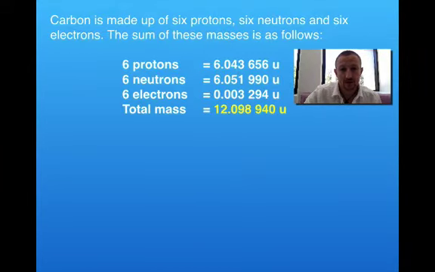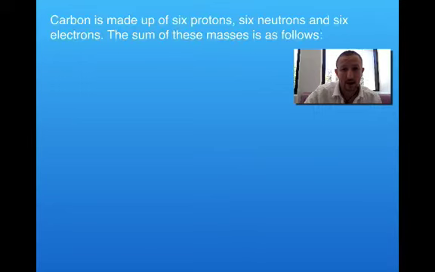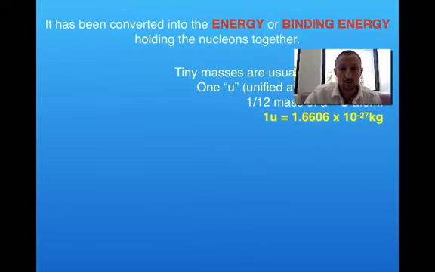And if we just look, I'll just go back one more. So 1 U is 1.6606 times 10 to the negative 27 kilograms.